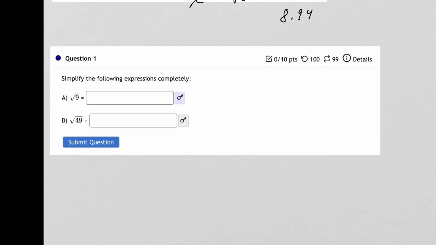Okay, here they just want us to simplify these square roots. Well, these are nice, right? Because these are perfect squares. What's the square root of 9? What times itself gives us 9? Well, that's 3, right? So this is just 3. And then what is the square root of 49? Well, 49 is also a perfect square, right? Because 7 times 7 is 49, so this is just 7. So that was very straightforward.